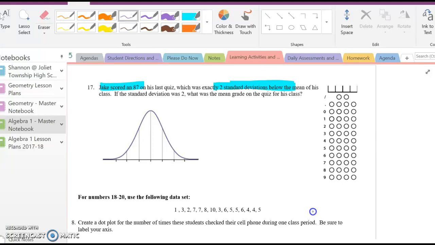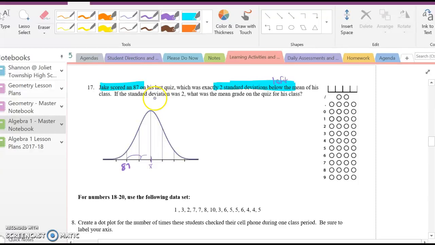Below is another way of saying left. So it's left of the mean. If I go down here, here's my mean. I know that value right here, and I'm going to go 1, 2 to the left. Here's Jake's score. Jake scored an 87.